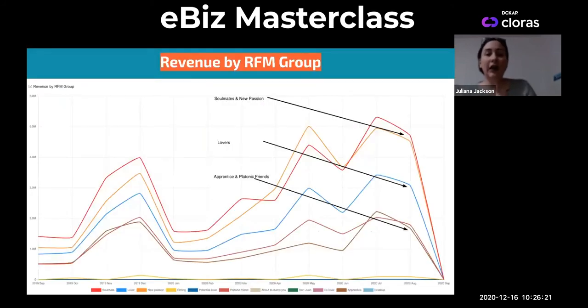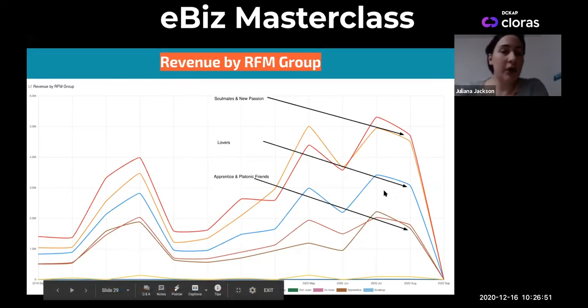So here, moving further, you can see the revenue that each group brings. Again, this is another screenshot from Review. And here you can see the dynamic between the different groups. Obviously the Soulmates and the New Passions are the ones that are bringing the big bucks. Obviously the other ones are not bringing the same money. That's why it's very important to address your Soulmates, your lovers, and the New Passions.